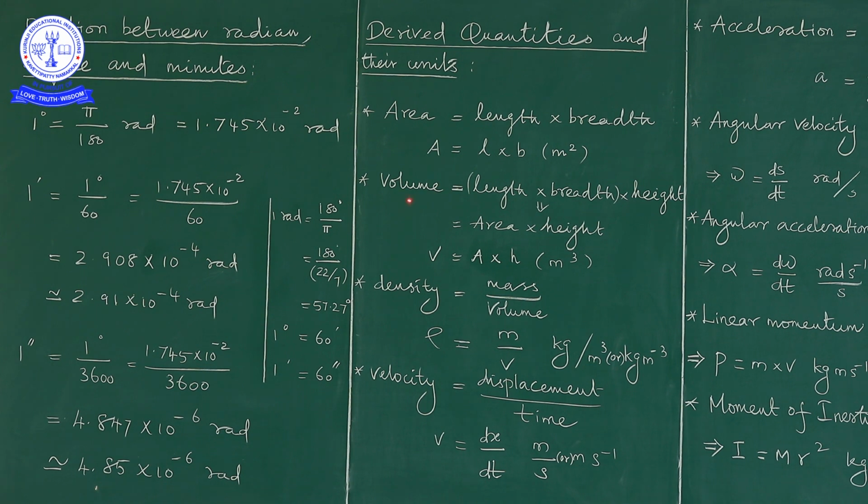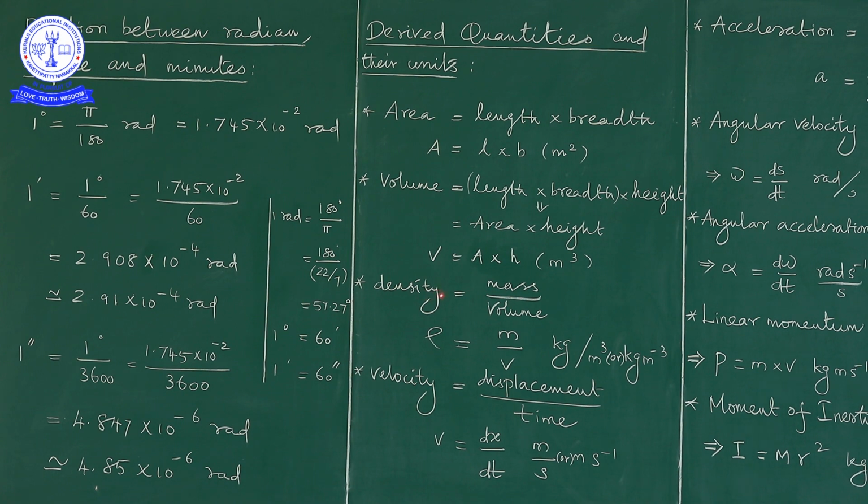Next we move to volume. What is meant by volume? Volume includes three quantities: length, breadth and height. Simply, length and breadth together is nothing but area, and height remains as it is. Area is A, height is H. So the volume V is expressed as V is equal to A into H. It becomes meter cube. So volume is in meter cube.